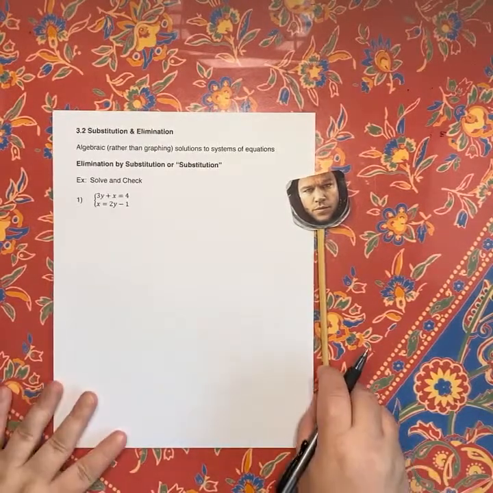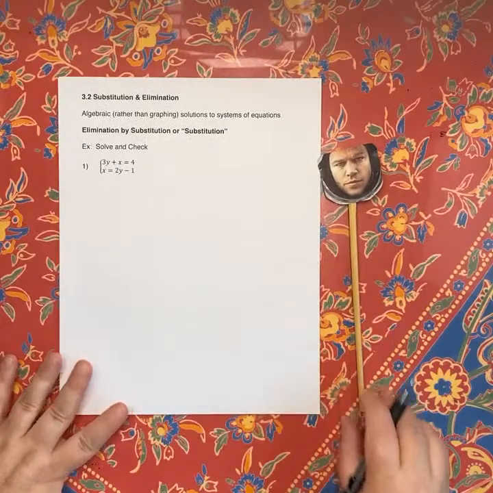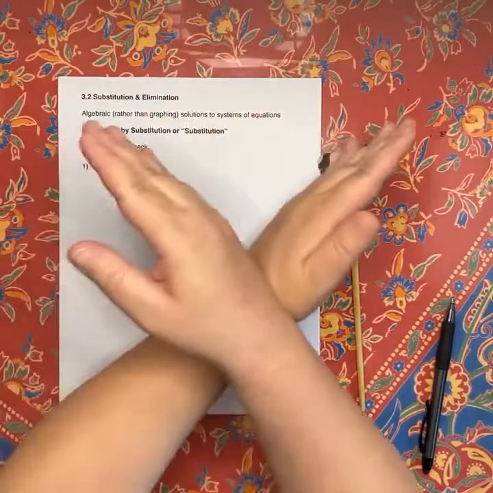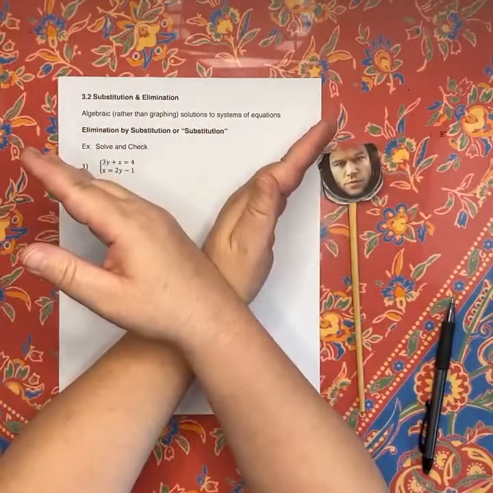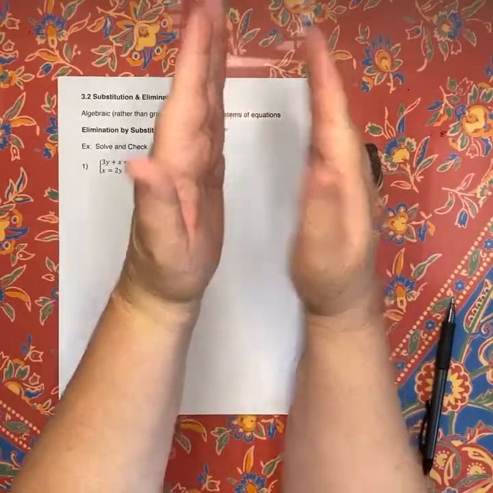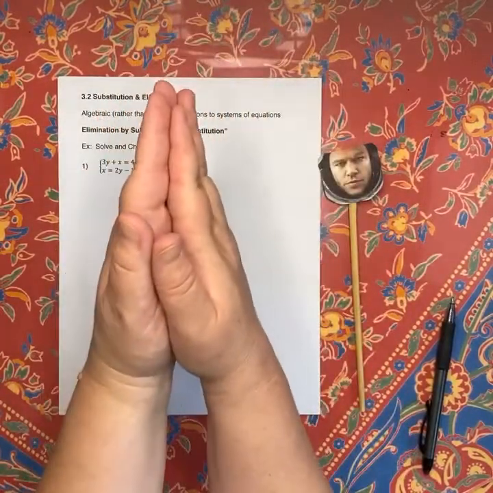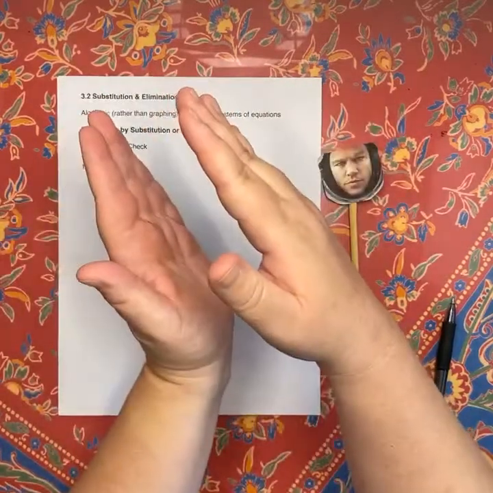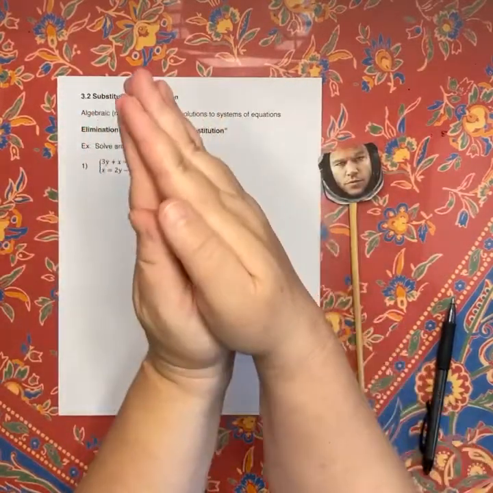We are going to have Matt Damon looking over our shoulders because we're still trying to decide, are we in a single solution? Parallel, so no solution, or are we in infinite solution? So happy Matt Damon, sad Matt Damon, happy Matt Damon.